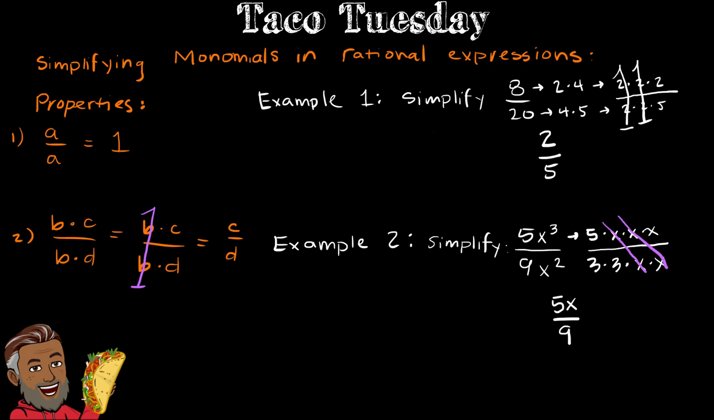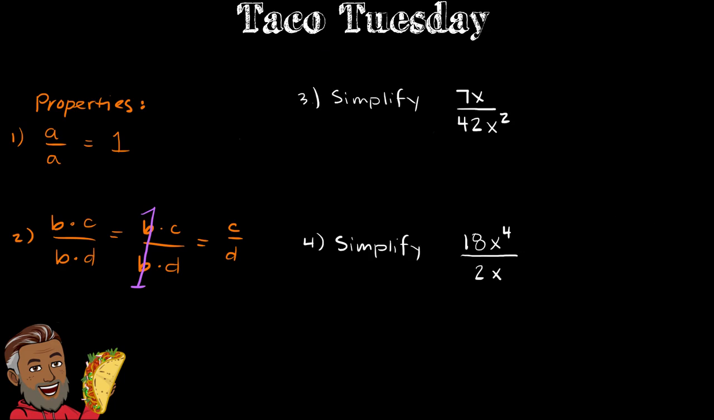Moving on to our second set of examples, what we have here is number 3, 7x over 42x to the second. So we're going to simplify this by breaking it down, by factoring it. The top is going to factor to 7 times x. That's a straightforward one. The bottom, however, is going to simplify a little bit more. 42 is 6 times 7. So I'm going to go 6 times 7 times x times x.